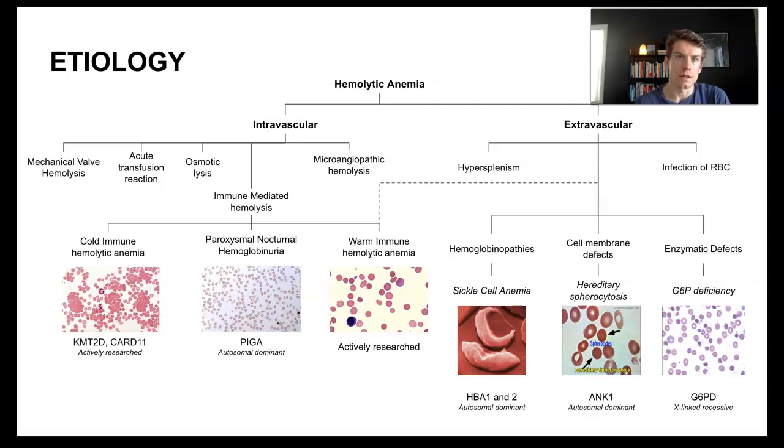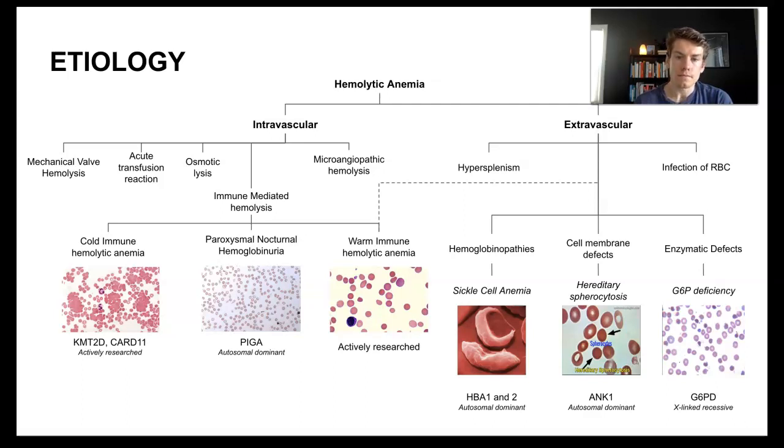Within the extravascular bucket, we have different types of anemia, including hypersplenism, infection of red blood cells, inheritable forms of extravascular anemia, as well as hemoglobinopathies. This is when there is basically a defect in the way your hemoglobin functions or is put together. An example of this is sickle cell. This is due to a mutation in the HBA1 and 2 genes, and this is a disorder that is autosomal dominant in inheritance pattern. Another form is cell membrane defects.